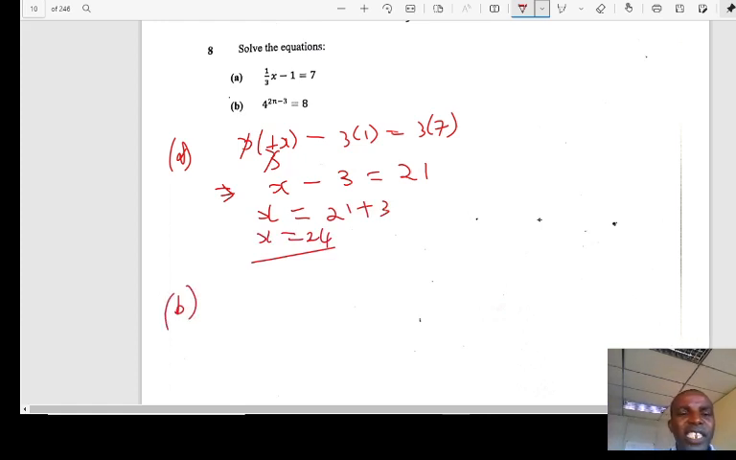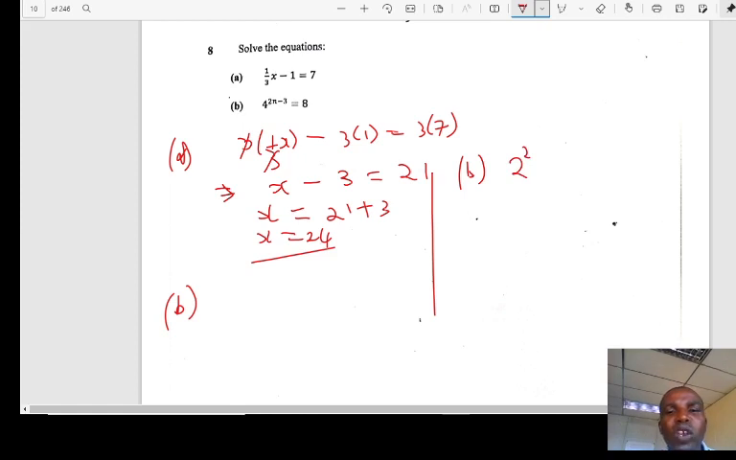Then part B, these are equations involving powers, indices actually. Whenever the power is a letter, make sure that the bases are the same. You might not know how to work it out, but make sure the bases are the same. Here we have 4 and 8. Can 8 be expressed in powers of 4? It can't. So you get back to 2 and express this 4 in powers of 2.